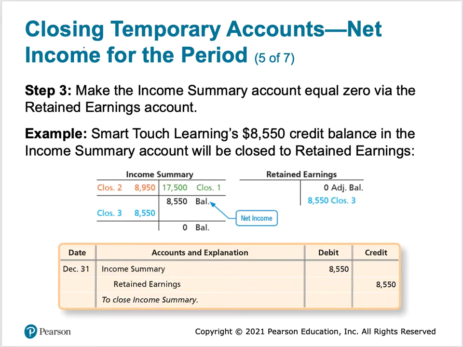All right, so then step 3 is to close out the income summary, and so you can see that they debited the income summary and credited retained earnings. And so that zeroes out the income summary and is an addition to retained earnings.